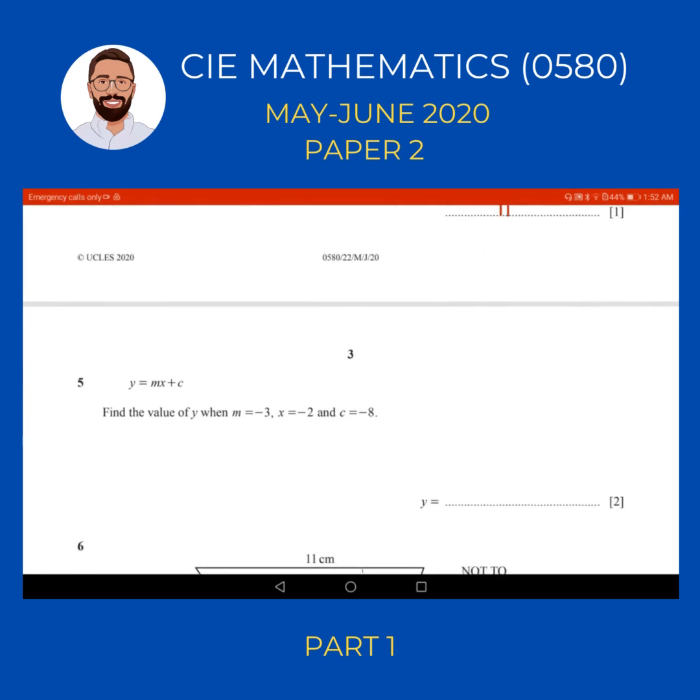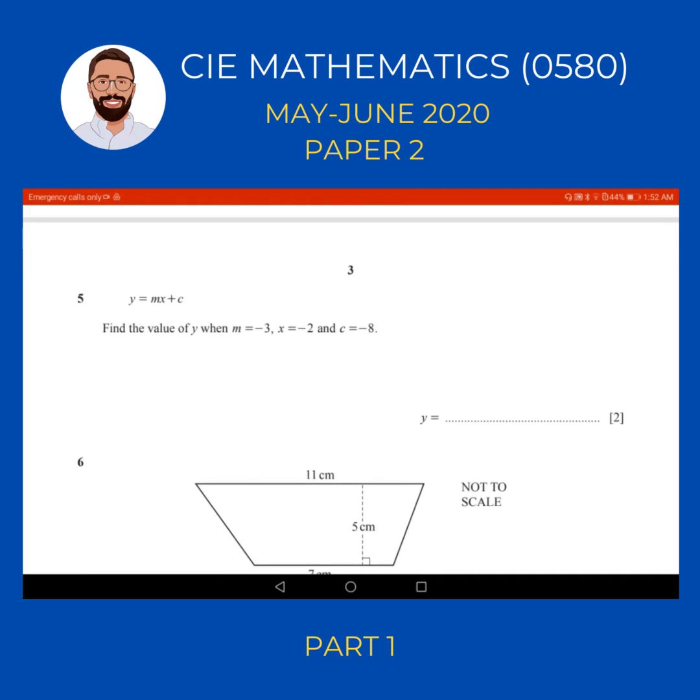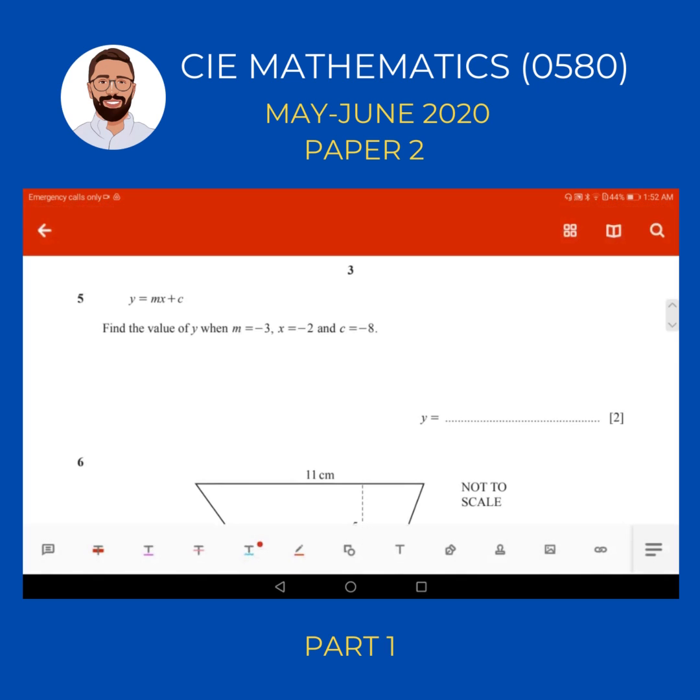Now question 5. We're given an equation which is y equals mx plus c, and by the way, this equation is the equation of a straight line. So m is the gradient and c is the y-intercept. But in this question, we're not asked about the gradient or the y-intercept. This is an algebra question. We are asked to find the value of y when m is -3, x is -2, and c is -8. So here it's a matter of substitution.